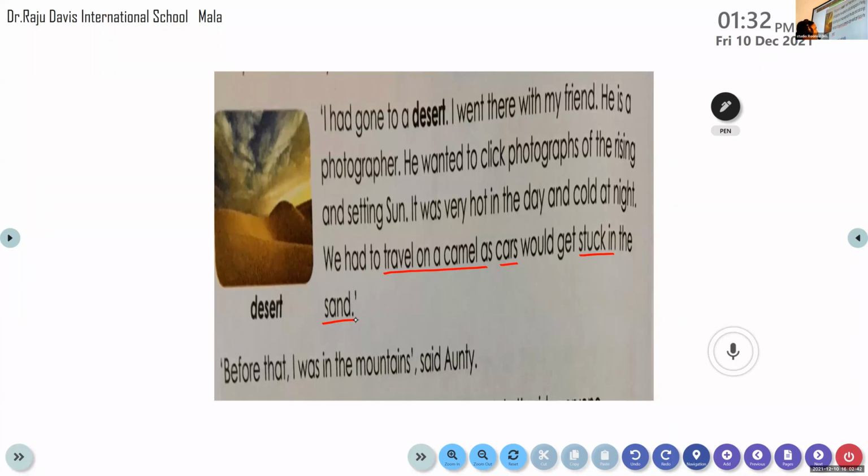My dear students, let me inform you that a camel is called the ship of the desert. As I have already told you, a desert is a place which has a lot of sand in it. So for vehicles like cars or jeeps, it gets very difficult to move because their wheels will get stuck in the sand.